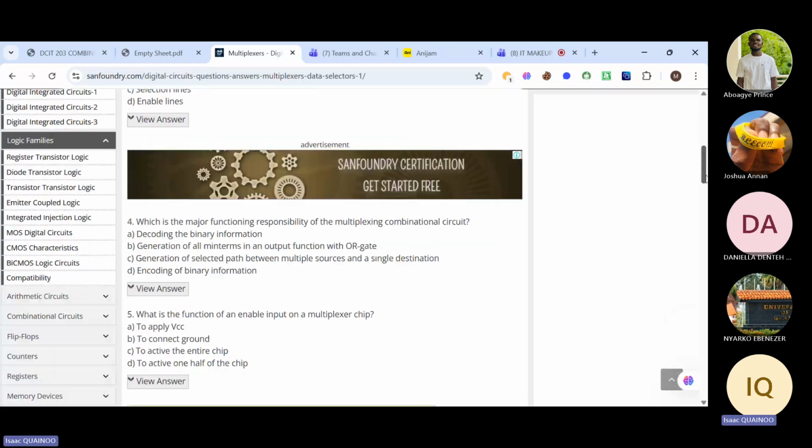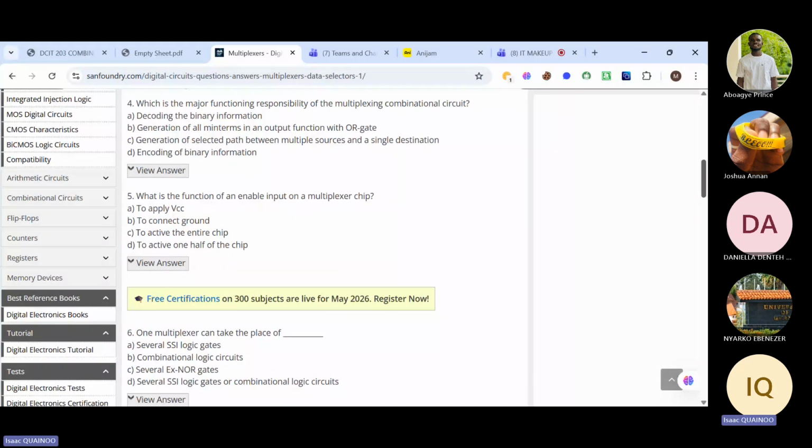So let's go to question 4. Which is the major functioning responsibility of the multiplexing combinational circuit? So what is the major function of a multiplexer? A. Decoding the binary information. B. Generation of all minterms of an output function with OR gates. C. Generation of selected paths between multiple sources and a single destination. And D. Encoding of binary information.